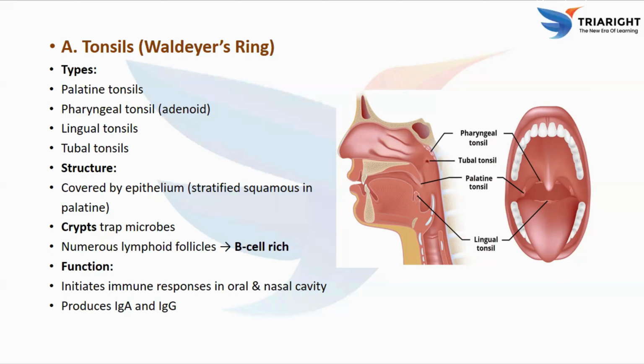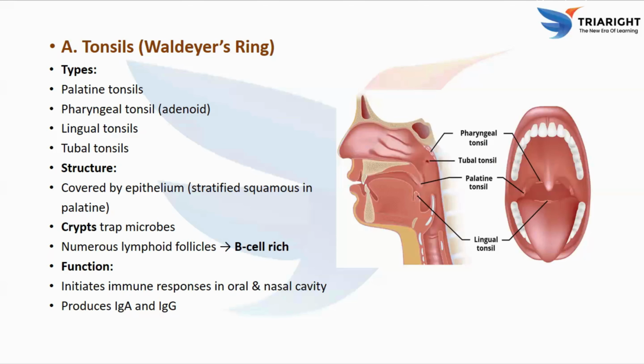What are the crypts over here? They are deep folds that trap microbes. They increase the surface area for immune contact. The tonsil also consists of numerous lymphoid follicles. Tonsils contain germinal centers rich in B cells. They are also responsible for antibody formation.